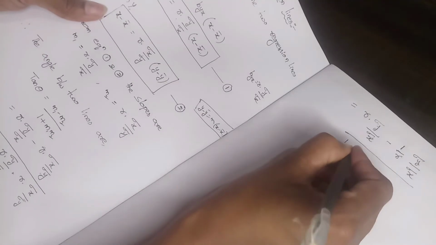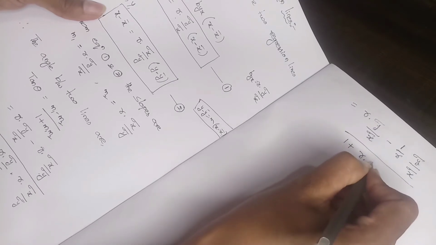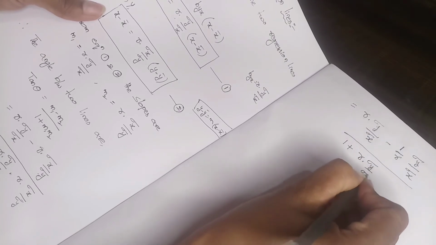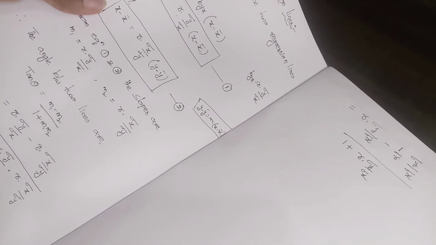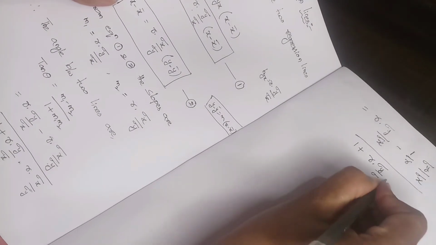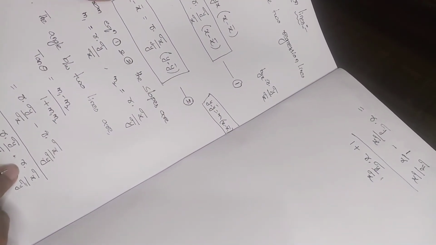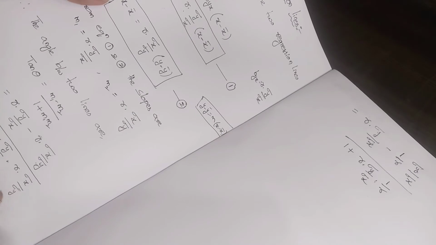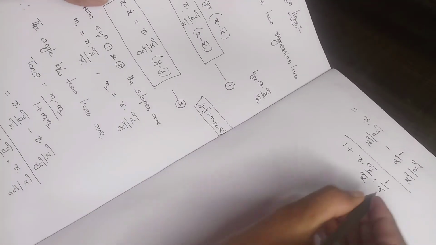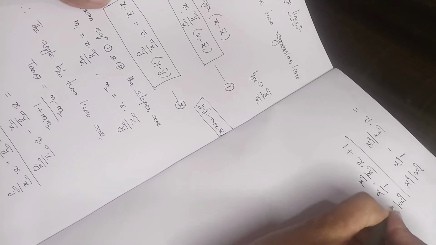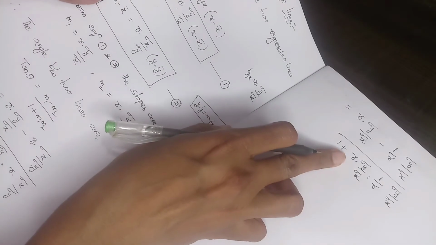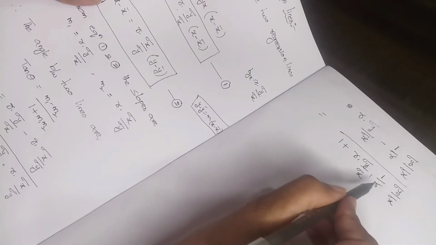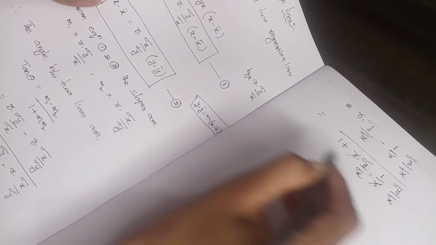1 plus r into standard deviation of y by standard deviation of x, into, again instead of r I am going to write 1 by r. Into, these two places will be exchanged, so standard deviation of y by standard deviation of x. Now we have to see whether anything will be cancelled. If you see here, r will be cancelled.